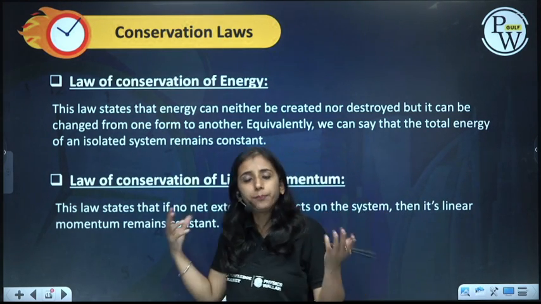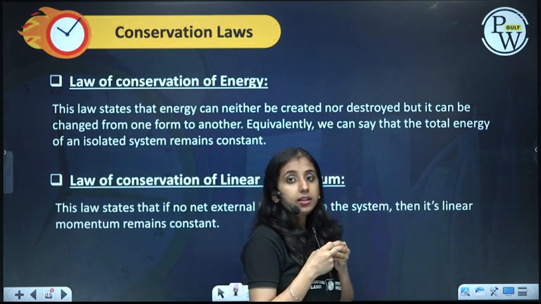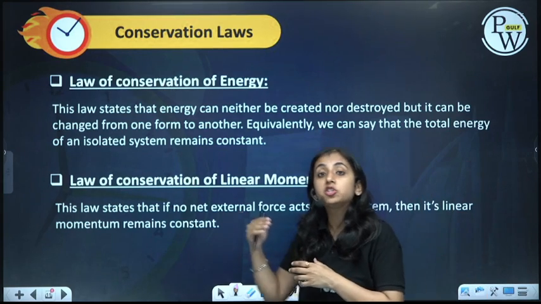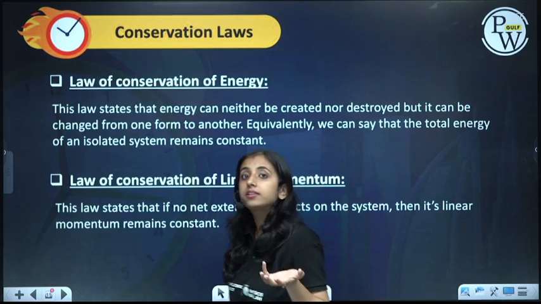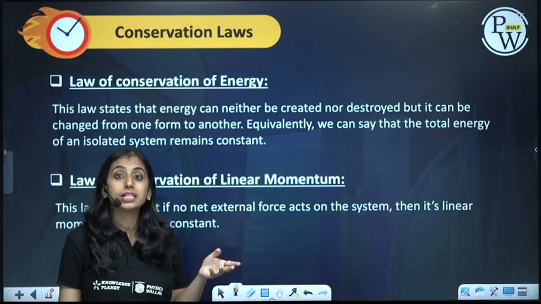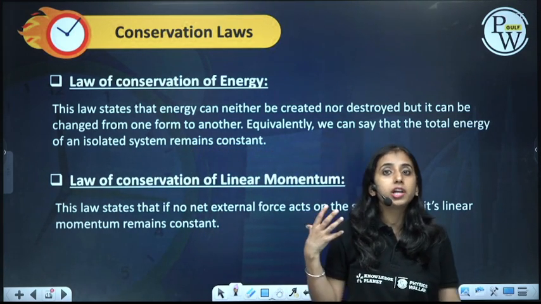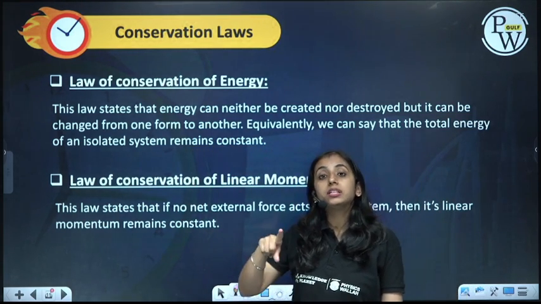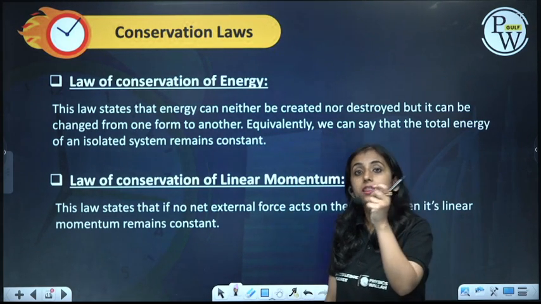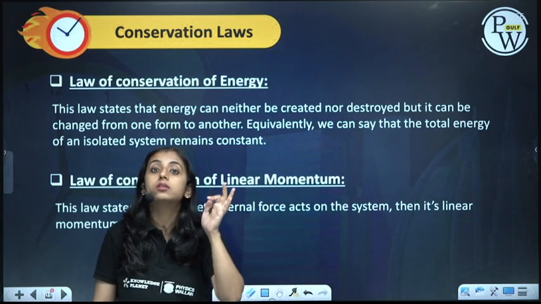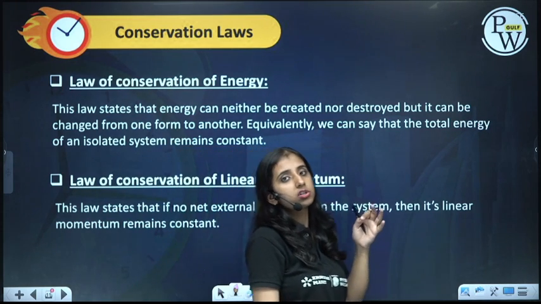Whenever any mechanical process occurs in physics, some quantities change with time. Suppose a body is moving on a road, its velocity may or may not be changing, and its displacement is changing with time. So there are some quantities that change with time, but simultaneously there are some quantities which do not change with time. Those quantities are called conserved quantities, and the laws which govern them are called conservation laws.